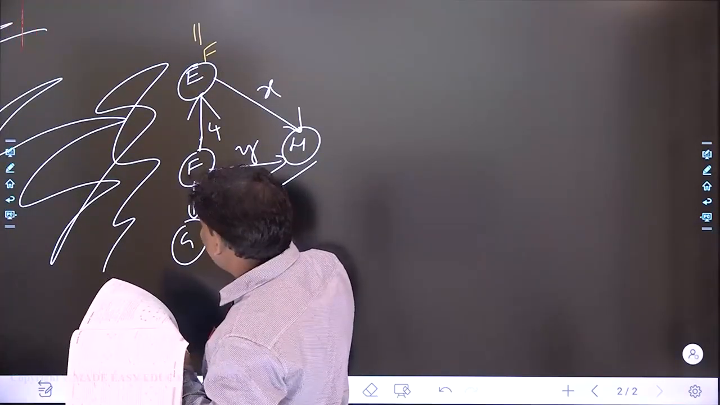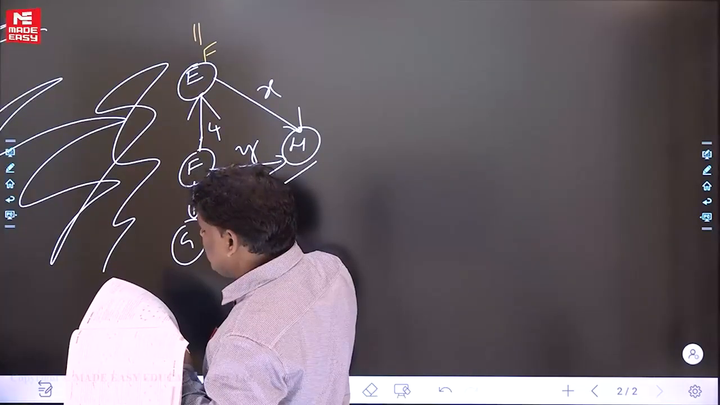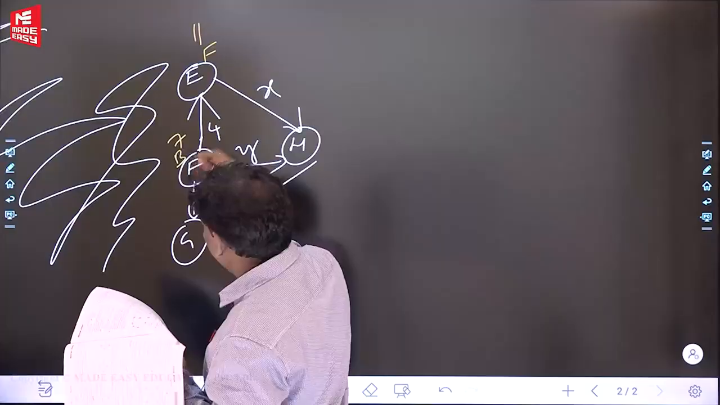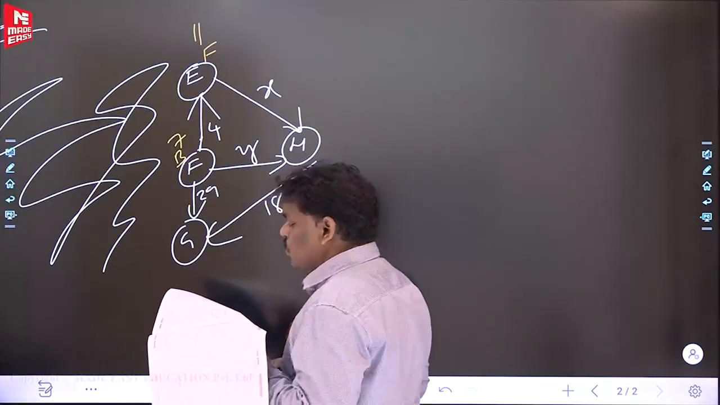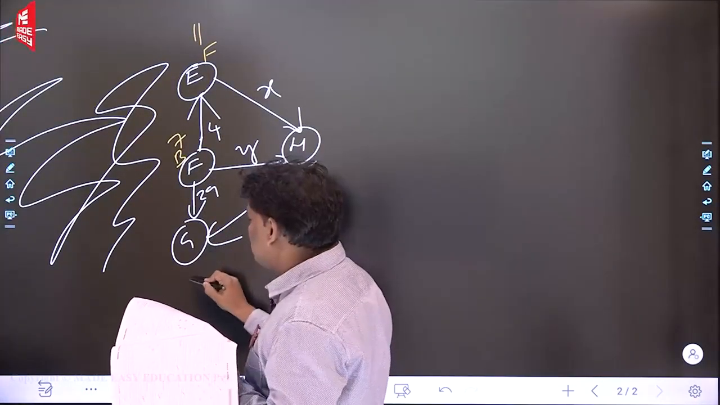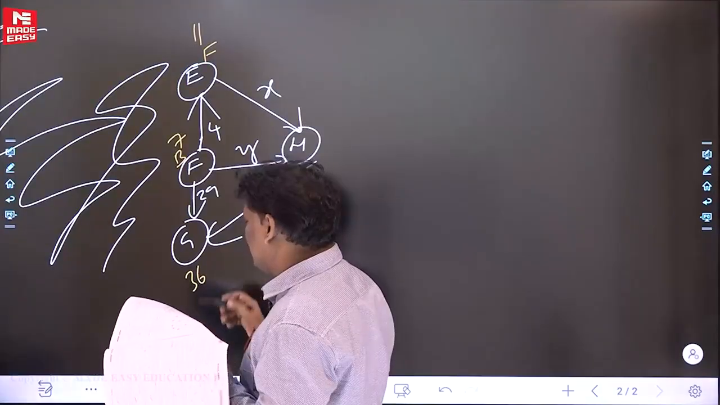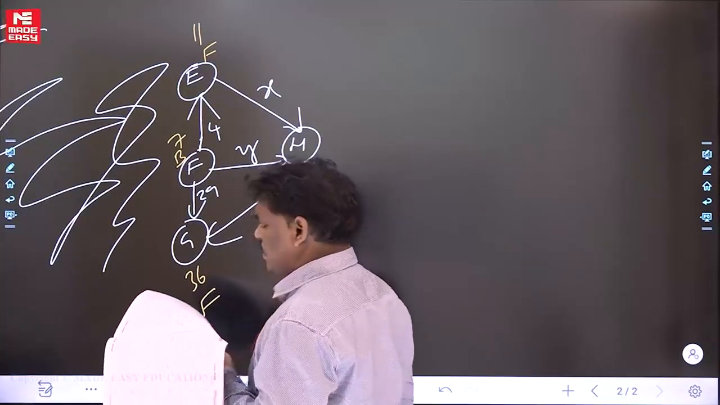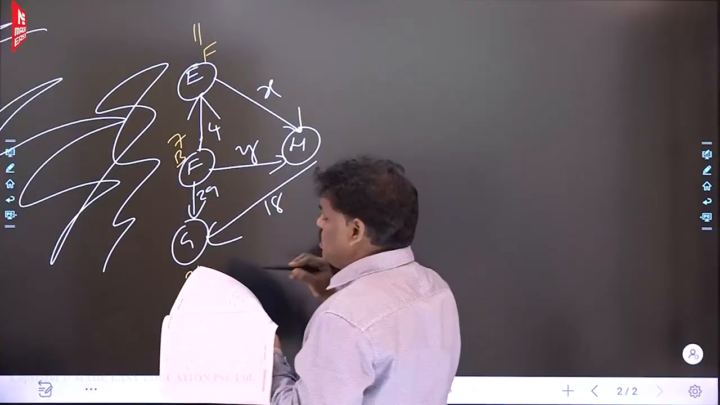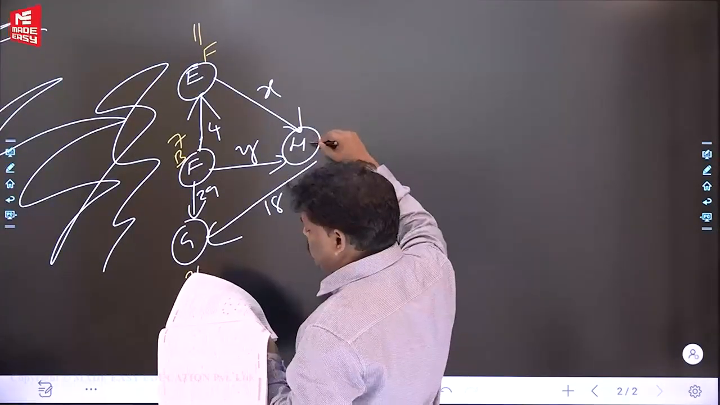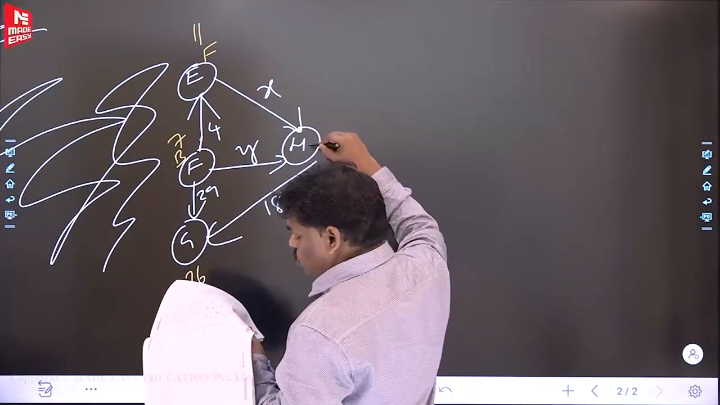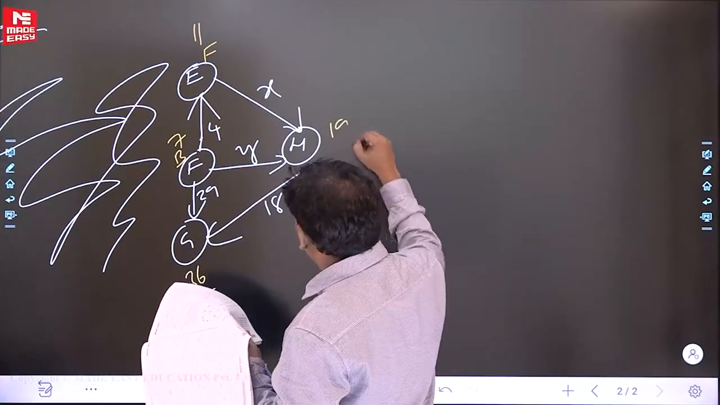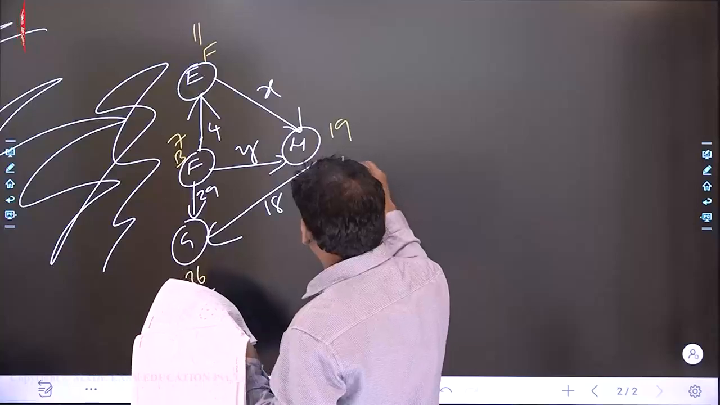To go from source to F, the best answer he got as of now is 7. From where did he get it? B. Next, go to G also. To go from source to G, the best answer he already got is 36, and the parent is F. Next, H also. To go from source to H, he already got the best answer. How much? 19. What is the parent? E.